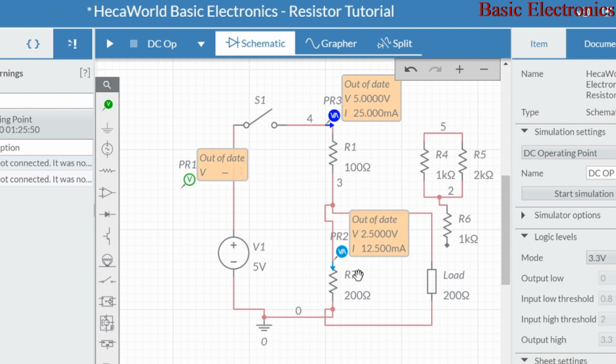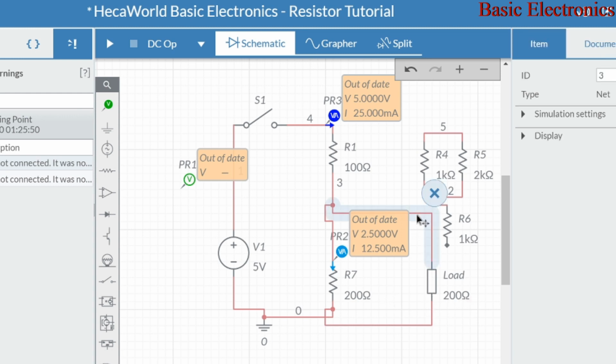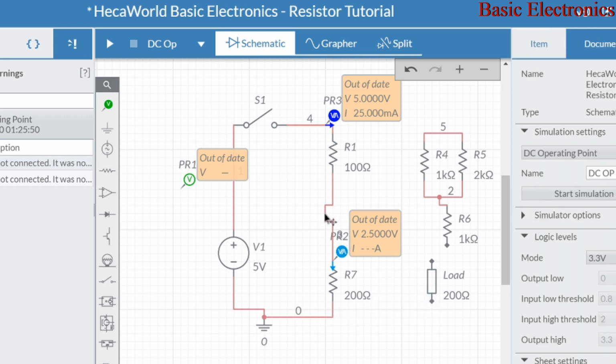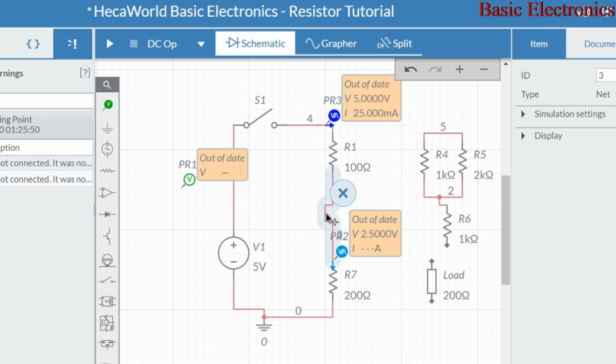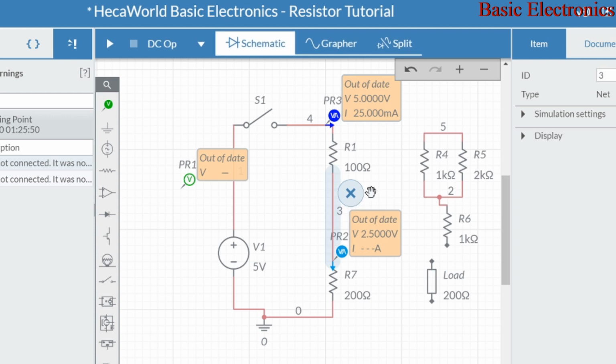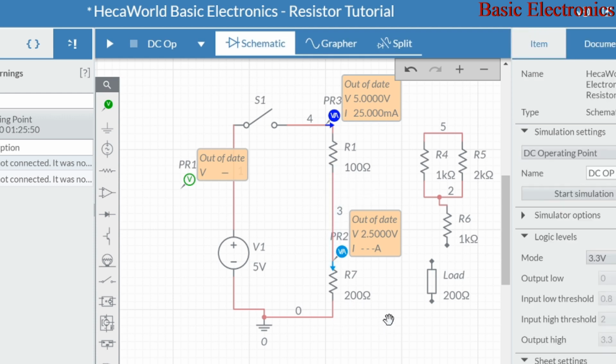I have R1 and R7 in series, but R7 is parallel to R load. Right now, I'm going to get R load out of the circuit. So just by removing this connection, I have just R1 and R7 in series. What we know about resistors is when they are in series, the equivalent value is the summation of both resistors in that circuit. So right here I have 100 ohms plus 200 ohms. This load will see exactly 300 ohms.